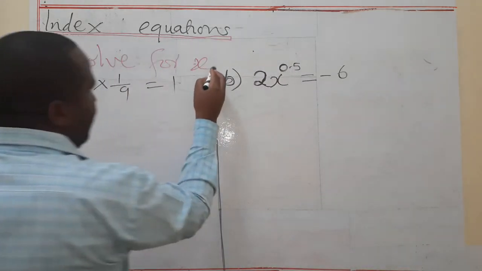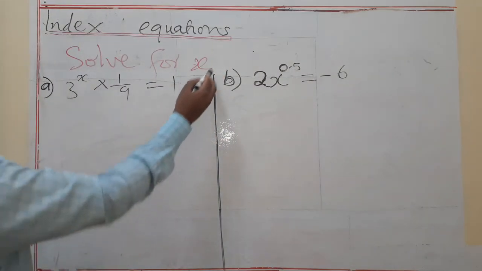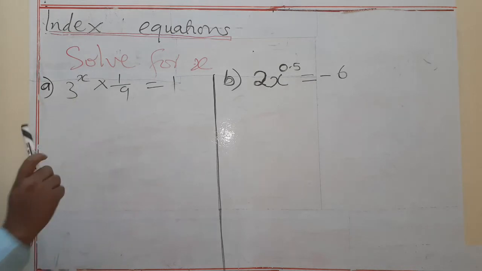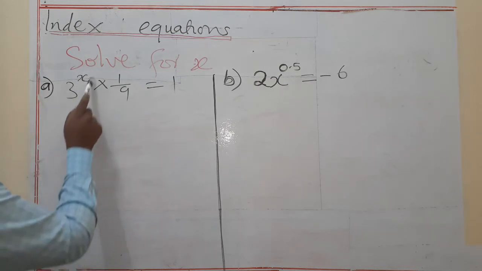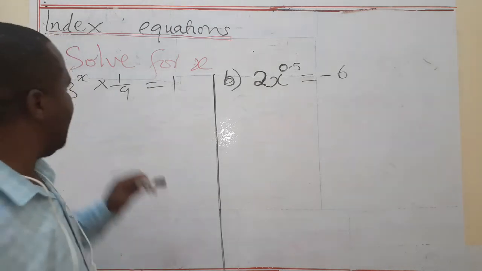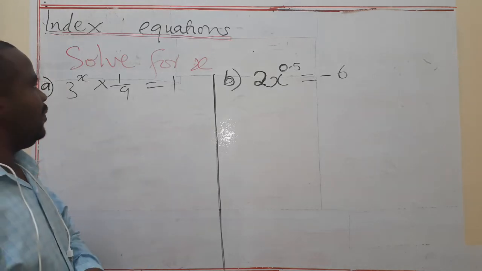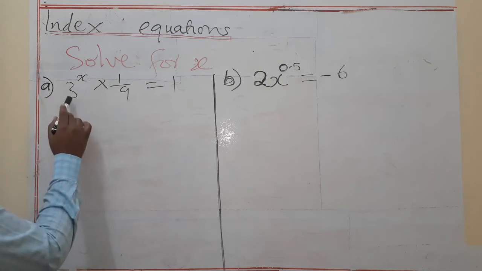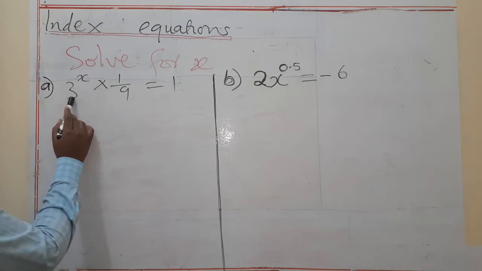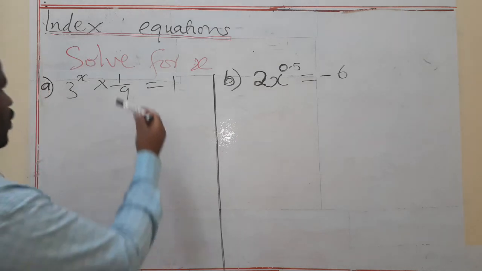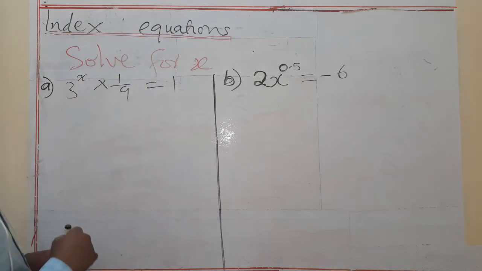Here we have to solve for x. By solving for x, we need to know what x is. The variable that we are looking for is an index, meaning that where possible we can make the bases the same. Because I have the 3 here, I might think of a way of introducing a 3.